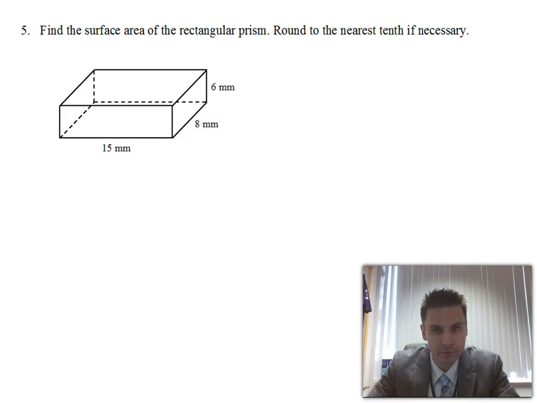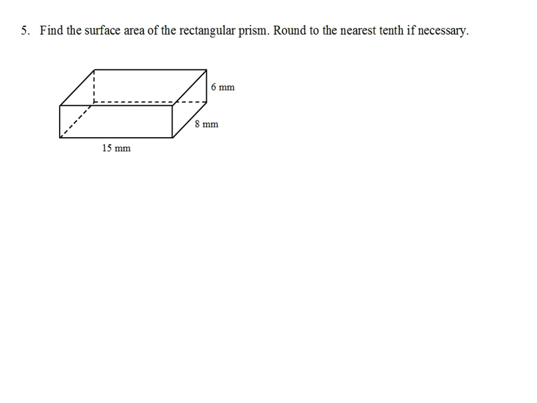Alright, we're doing problems 5, 6, and 7 on this video for your Geometry Chapter 9 practice test. Problem 5 asks you to find the surface area of the rectangular prism, and we're going to round to the nearest tenth if we have some decimals in our answer. A rectangular prism is made up of 6 rectangles, and we're just going to find the area of each of those rectangles.